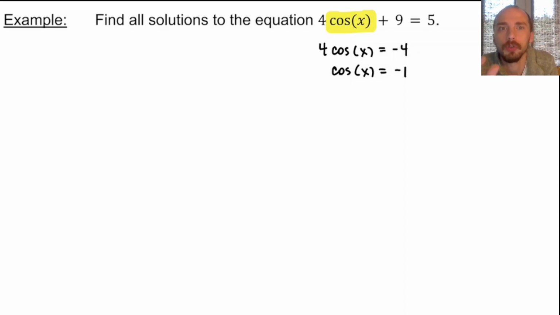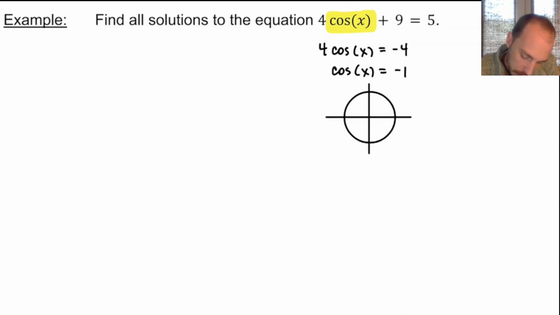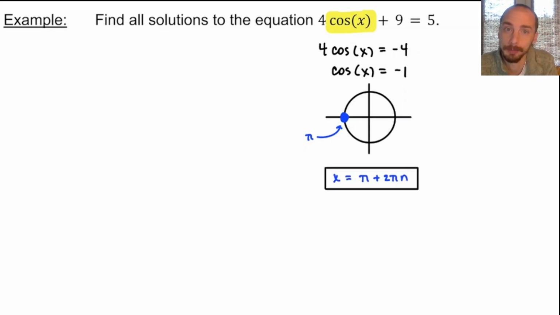And once we get it down to trig function equals number, we can go to the unit circle and start to think about, where is the horizontal displacement from the y-axis -1? Okay, that would be all the way at the far left edge of the circle. And thinking about it angle-wise, that's pi. So my solution is going to be x equals pi, or any angle coterminal to pi, so that would be pi plus 2 pi n. n is just some sort of integer.